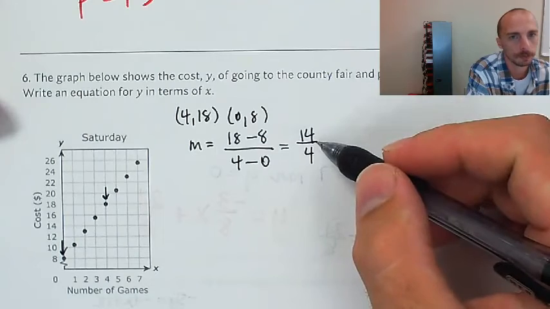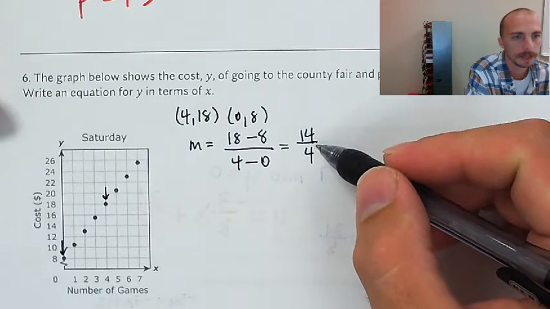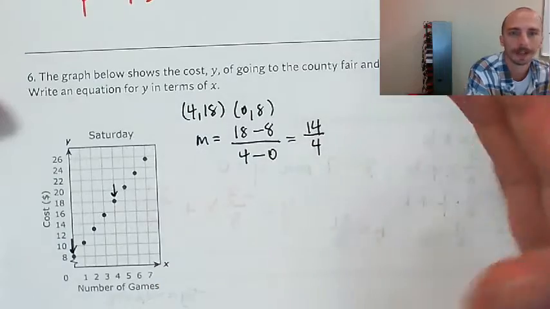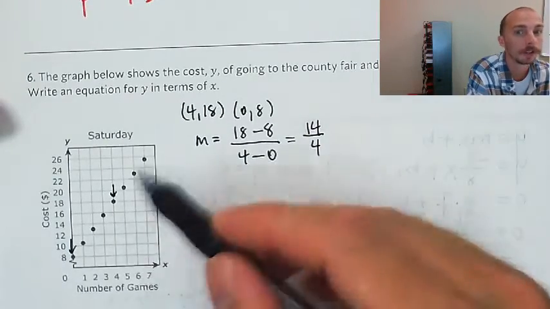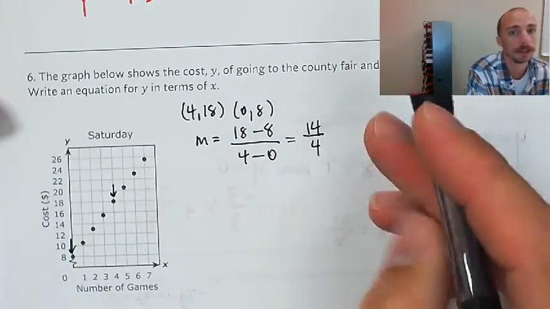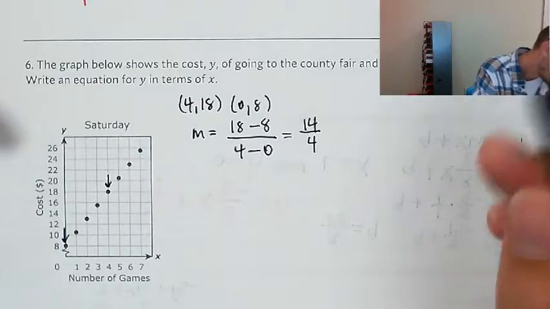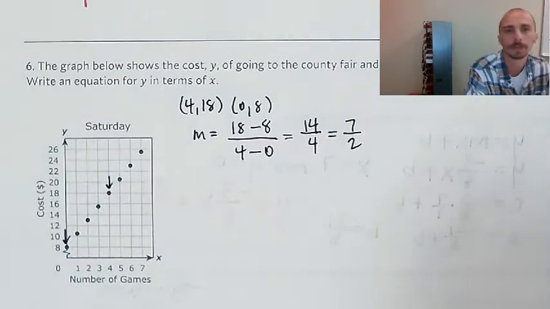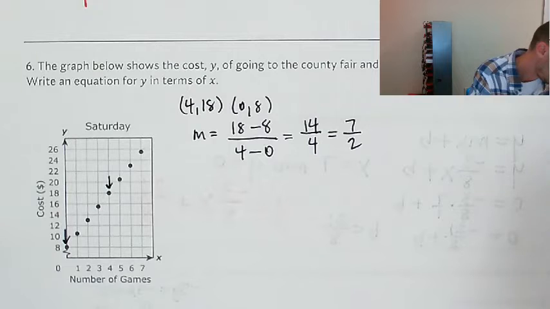Take a second. Check for reasonableness, right? This is a positive number. This line has a positive slope. Okay, that's a good thing. If you're getting something negative and you're seeing a positive slope, you need to take a second and reconsider. So I can reduce this as well. I can divide both of these in half, and that would be 7 halves. That's fine.